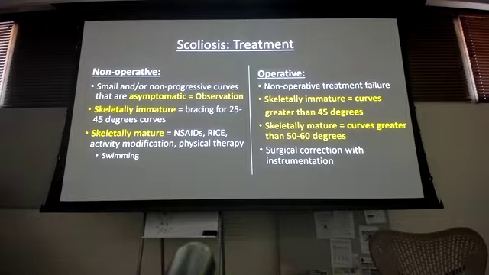Okay, operative, right? Skeletally immature, curves greater than 45 degrees. So skeletally immature means open growth plates. Because do we want to correct those things before the growth plates close? Potentially, yes. That way they stabilize into adulthood. If they're skeletally mature, then absolutely, again, the indication is 50 to 60 degrees.